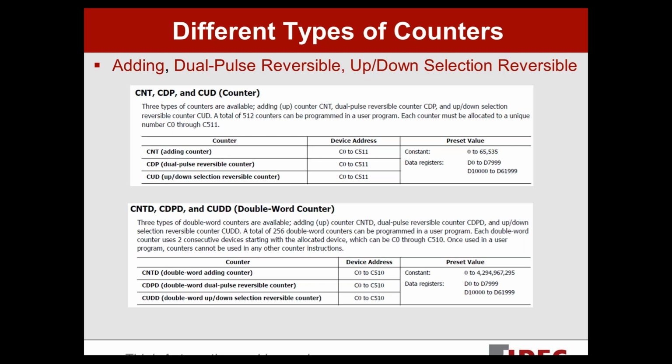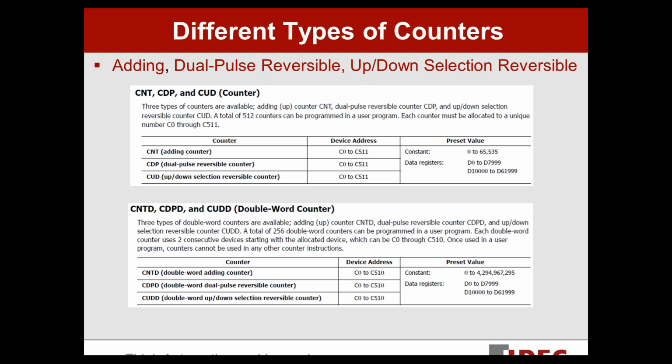All right. So let's take a look here at the different types of counters that we've got. And there's three different types. We're going to be doing an example of all three of these today. The first one is just a basic adding counter. It counts up. We also have a dual pulse reversible counter. That is basically a counter where you'll have two inputs that can do counting. One will count up, one will count down. The third type is an up-down selection reversible counter. In that one, you have just the one pulse bit, kind of like what we do for the adding counter. But you also have an input that will select if you're counting up or counting down. Okay? So those are the three types.